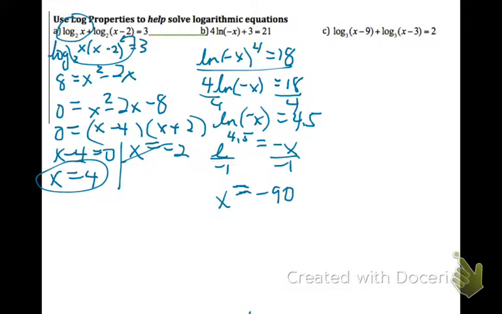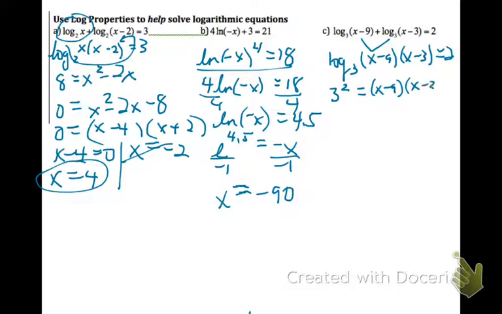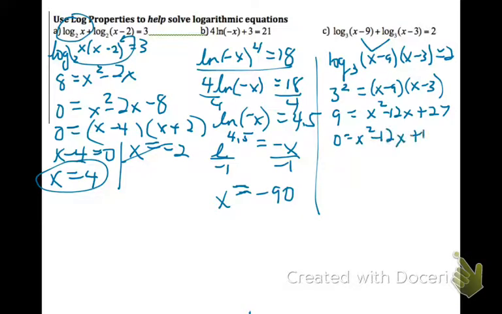Now in example C, I can combine that as a product. So I'll have log base 3 of x minus 9 times x minus 3 equals 2. So if I rewrite in exponential form, 3 to the 2nd power equals x minus 9 times x minus 3. Now we just have to follow the math. So we're going to square that and get x squared minus 12x plus 27, and then subtract my 9, so x squared minus 12x plus 18, and see if it factors.